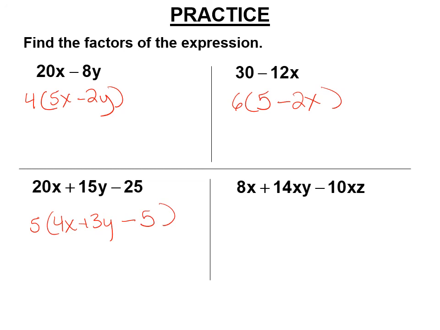These all have an x in them. They also just have a 2. Yeah, I think it's just a 2. Because 2x times 8x, so it's 4. 2x times 7y makes 14xy. 2x times negative 5z makes negative 10xz.